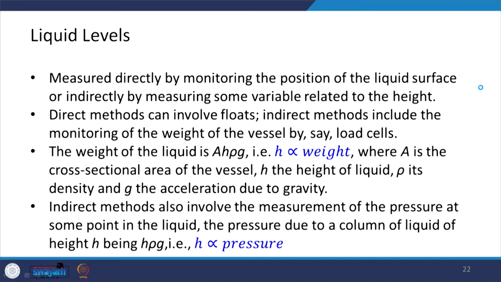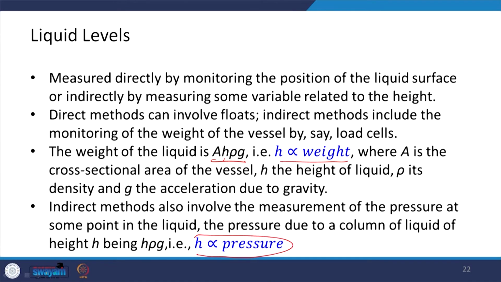And how do you monitor the weight, which is a type of force? Again we can use the load cell. The weight of the liquid is A h rho g, and so this h is proportional to the weight. The more the weight, the more the height. So, this is the principle by which we can measure the height.